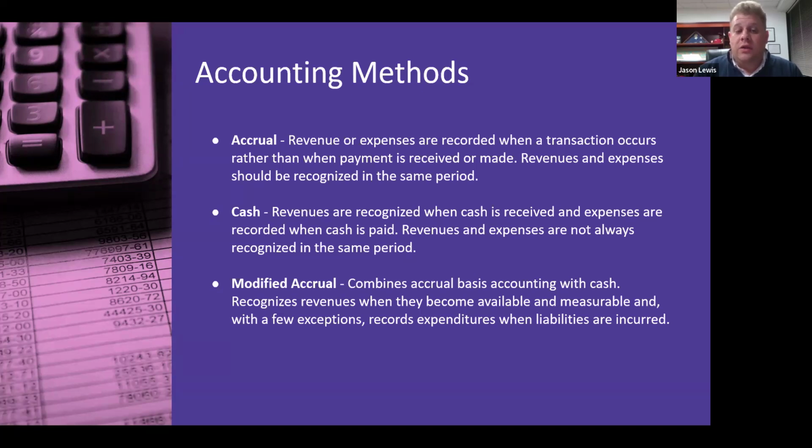Last is the hybrid, which is modified accrual. This combines the accrual basis, typically with respect to your revenues, and your expenses being done on a cash basis. Part of that is because for all of your associations, the assessments are really not negotiable. They are a requirement that the membership pays to the association.